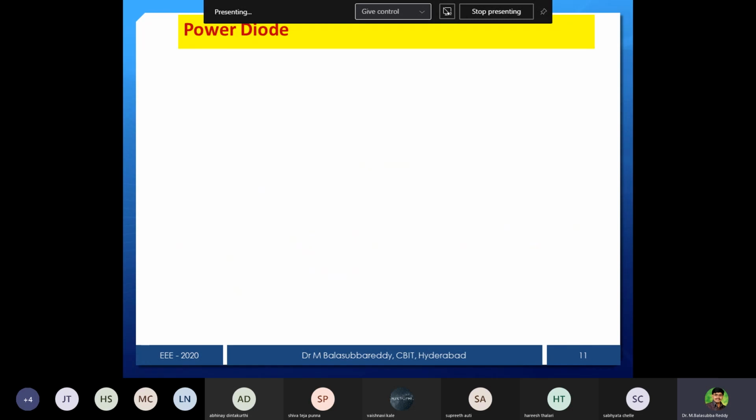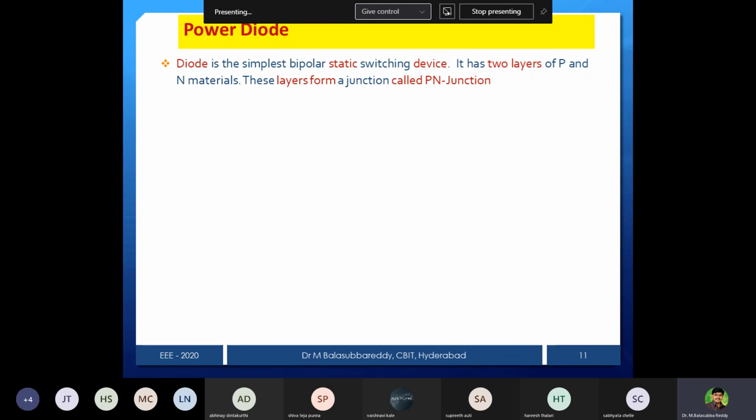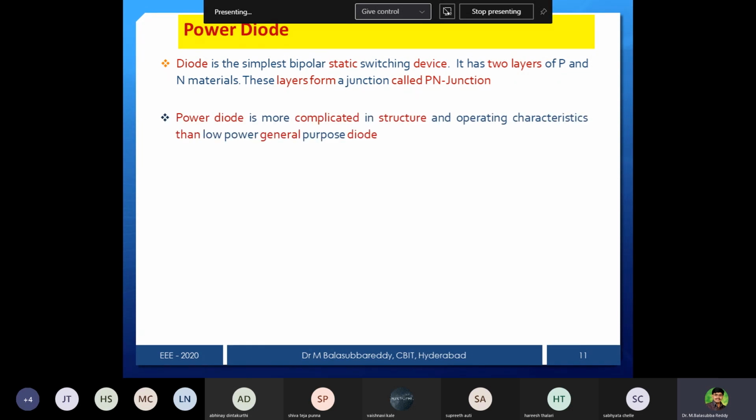Now we'll see the power diodes. Here the difference is, as said earlier, the normal diode is different from the power diode. One region is added, that is the N minus region or drift region, and why we need to add it, we'll discuss. So a diode is a bipolar static switch device. It has two layers, P and N materials. The layers form a junction called the PN junction. So a P layer and an N layer, and in between there is a junction, the PN junction.